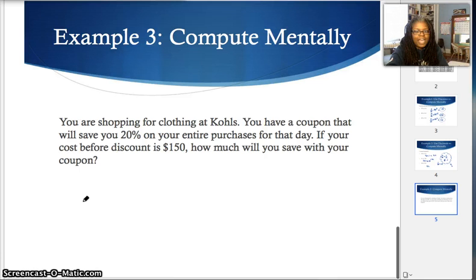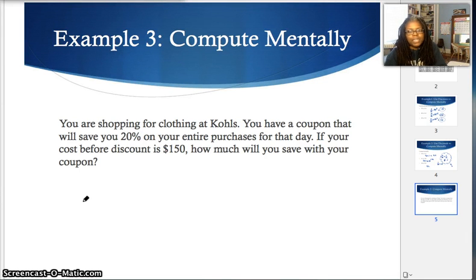All right, we have one last problem, example 3. We're going to compute mentally. You are shopping for clothes at Kohl's. You have a coupon that will save you 20% on your entire purchase for that day. If your cost before discount is $150, how much will you save with your coupon? So we're not asking for the sale price, how much you're going to pay. We're asking how much you're going to save. So we're really asking what is the 20% amount. And this is pretty straightforward.